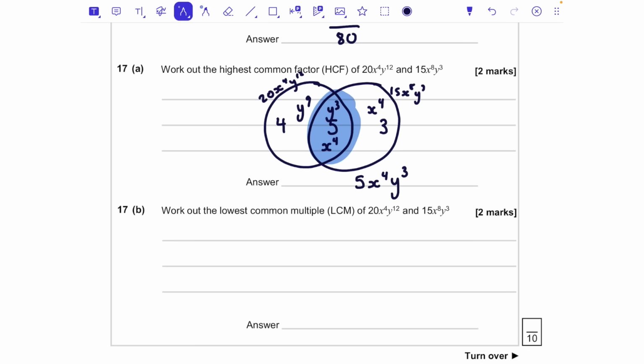If we then look at that, exactly the same numbers, but we're doing the lowest common multiple, we need to multiply everything in that Venn diagram together.